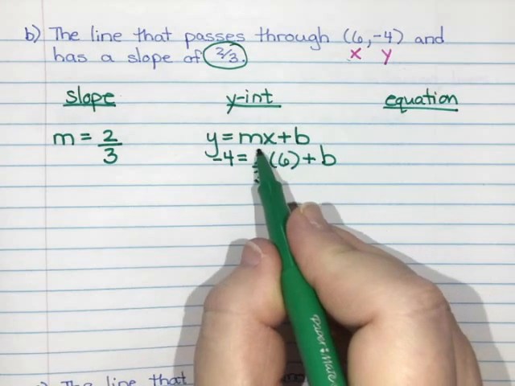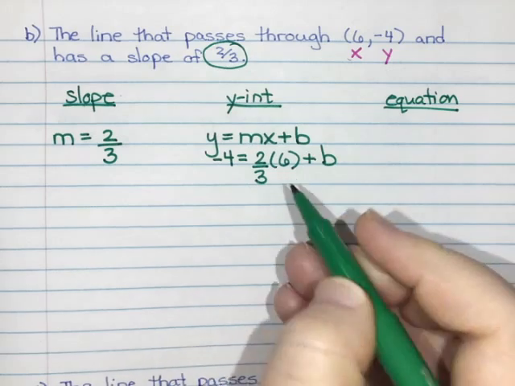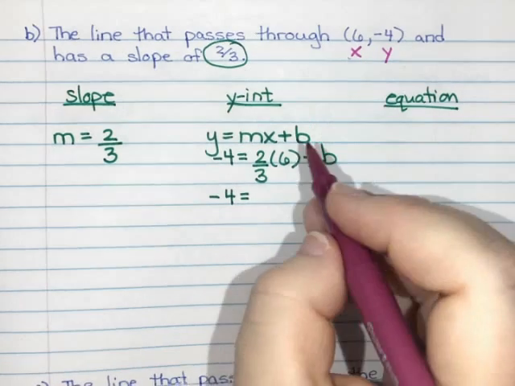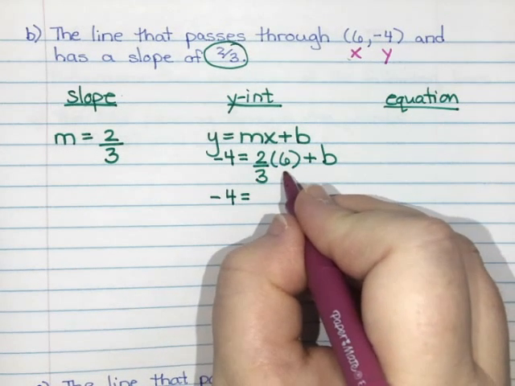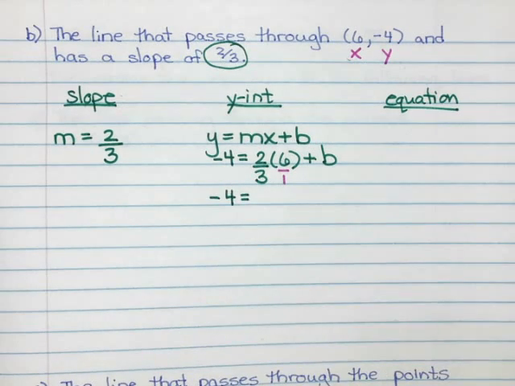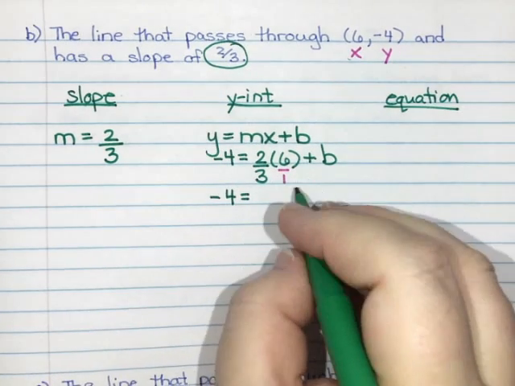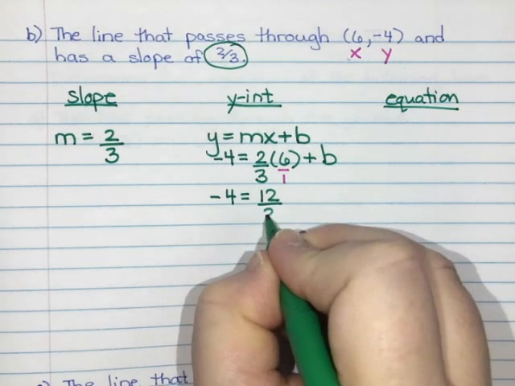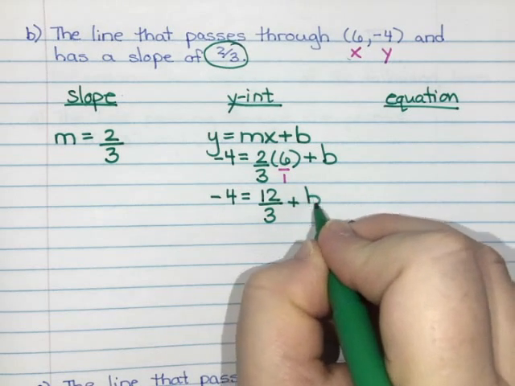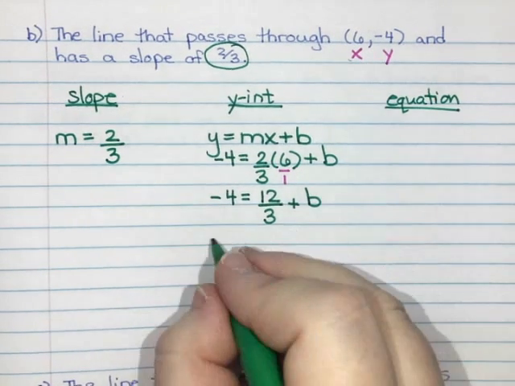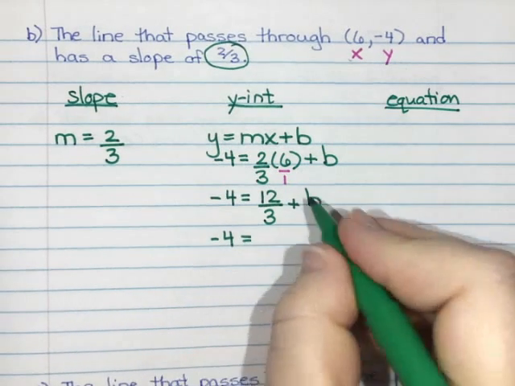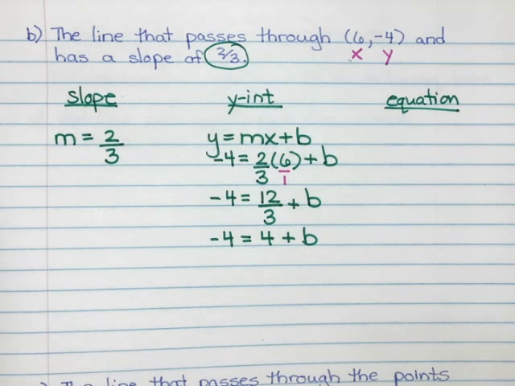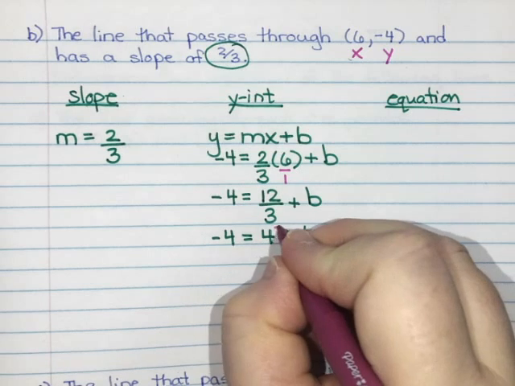My next step is going to be to multiply these two numbers together and simplify them as much as I can. So I have -4 equals, when you multiply fractions, we do top times top, bottom times bottom. Underneath that 6 is a secret 1. So 2 times 6 is 12, and 3 times 1 is 3, plus b. Does 12 divide nicely by 3? Why, yes, it does. 12 divided by 3 is 4. So to solve for b, I'm going to subtract 4 from both sides.